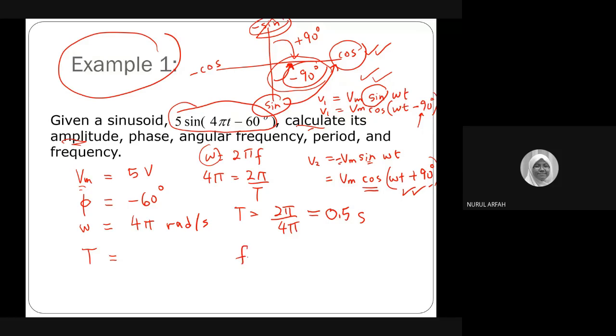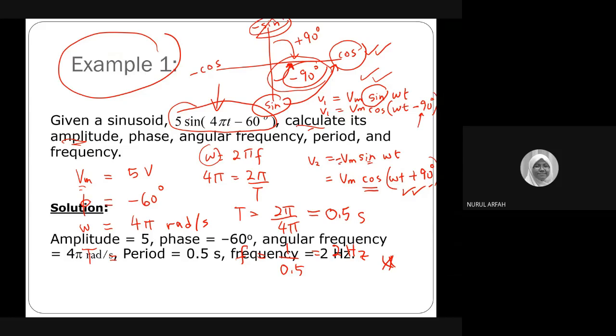What about frequency? Frequency? 1 over 0.5, 2 hertz. Okay. This one clear? Just to make sure that you know how to read the signals. Okay, I think this is clear.